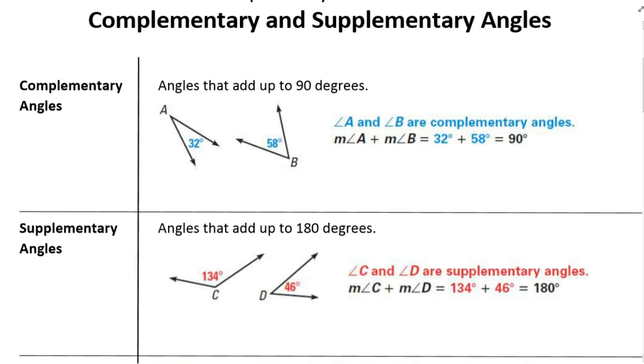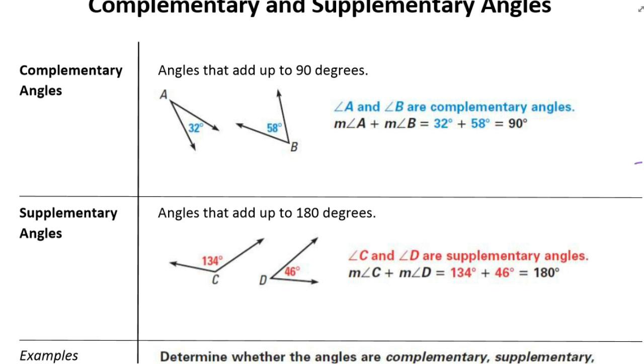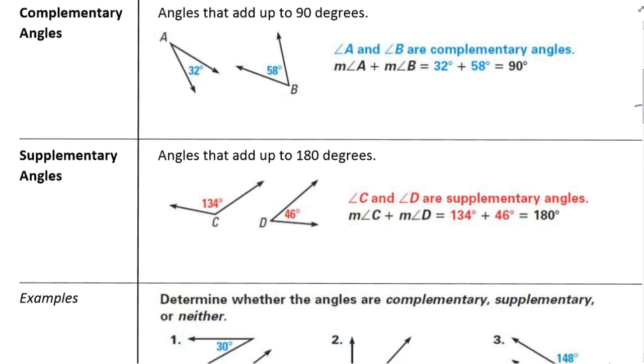And then supplementary means that they're going to add up to 180 degrees. Supplementary angles add up to 180 degrees, so let's look at this. Angle C is 134, and angle D is 46 degrees. So if we add those together, we get 180, which means they are supplementary. So two angles that add to 180, supplementary angles.